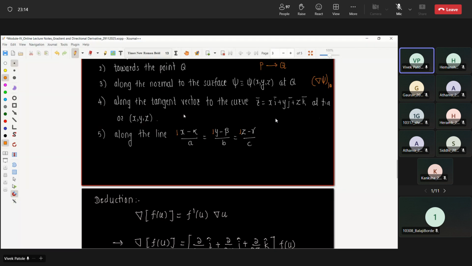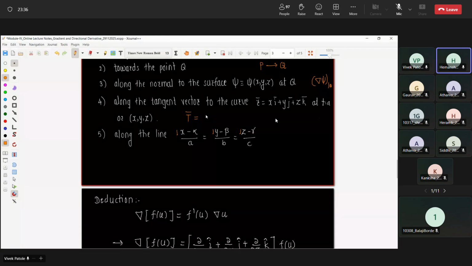Now we know, yesterday itself we discussed what is the tangent vector to any given curve r bar. What is the tangent vector? Take partial derivative. Why partial derivative? Because in i cap we have to take dx upon dt, dy upon dt, like that.